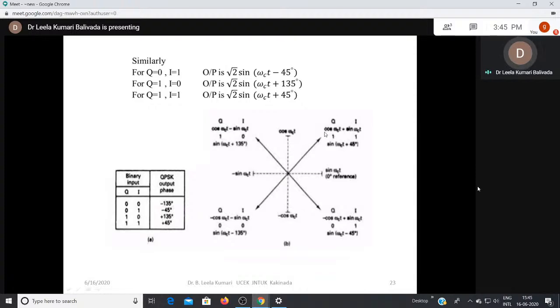So in the first quadrant, we have 11. 11 is in the first quadrant, root 2 sin omega Ct plus 45. This indicates root 2 sin omega Ct plus 45, and this indicates 10, which means root 2 sin omega Ct plus 135. And this is 00, which is root 2 sin omega Ct minus 135, and here it is root 2 sin omega Ct minus 45. So this is the phasor notation.